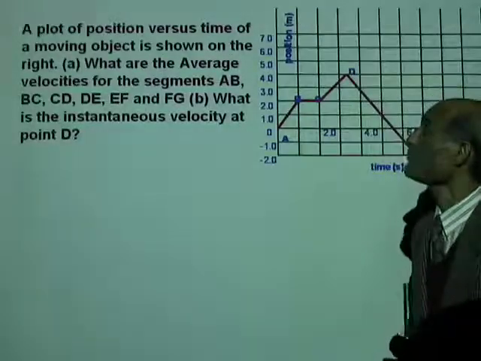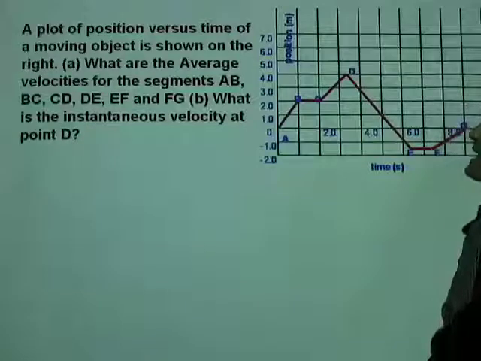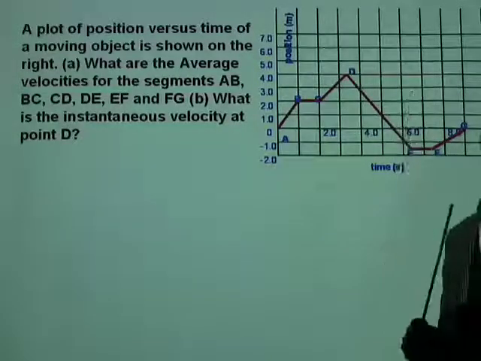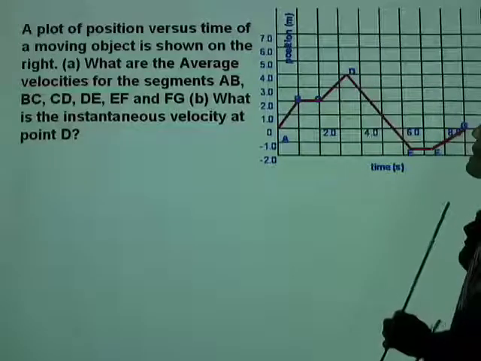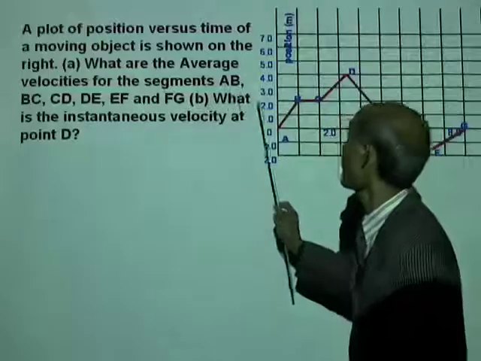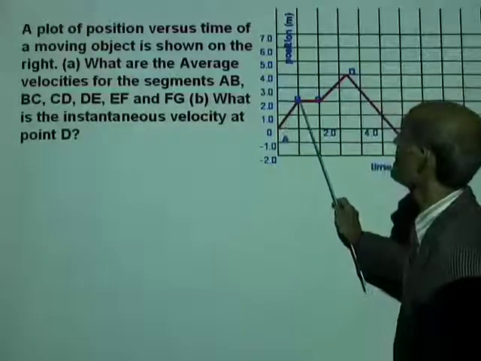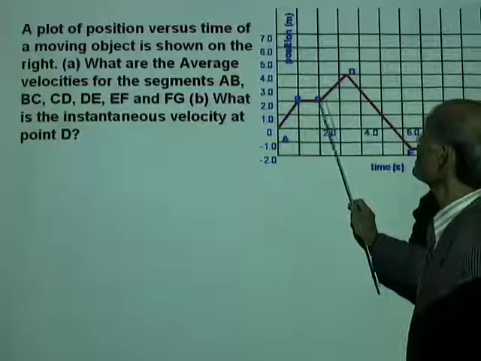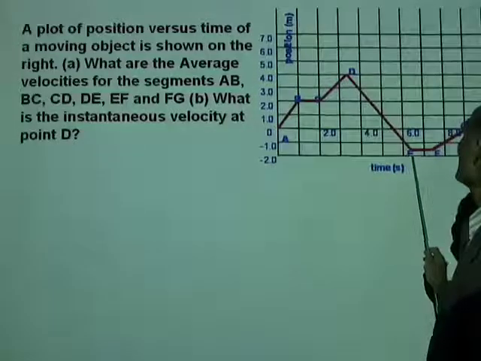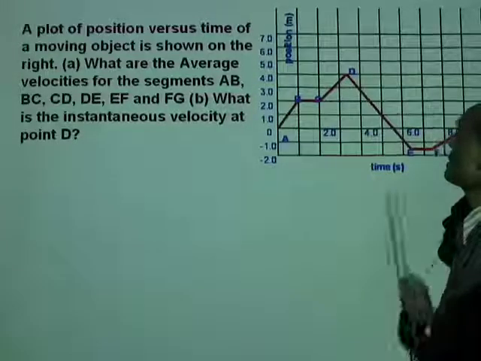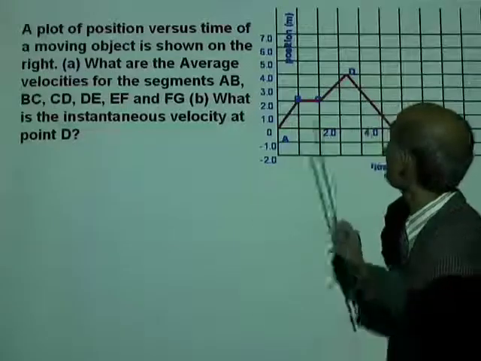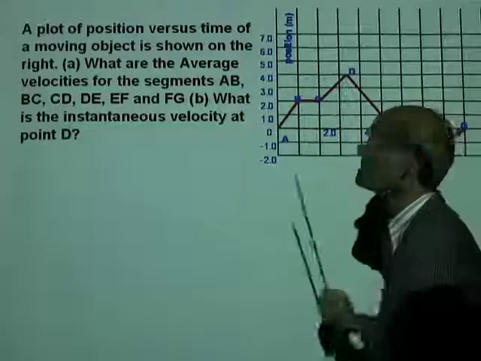A plot of position versus time of a moving object is shown in the diagram here. I hope you can see all that diagram. What are the average velocities for the segments AB, BC, CD, DE, EF, and FG? What is the instantaneous velocity at the point D?